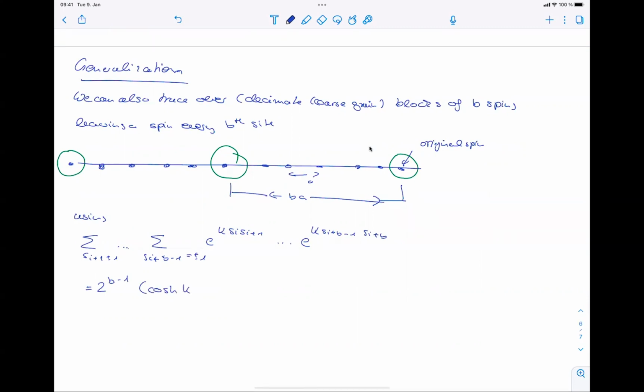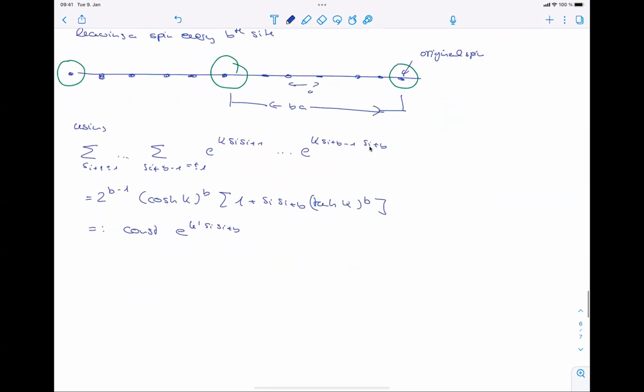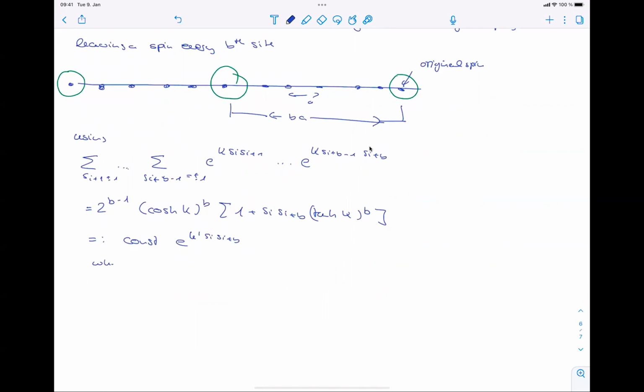I similarly arrive at 2 to the power of B minus 1. For each sum I get a cosh K to the power of B, and I'm left with 1 plus s_i s_{i+B} tanh K to the power of B, which is then equivalent to having a constant times e to the K prime s_i s_{i+B}, where tanh K prime is tanh K to the power of B.